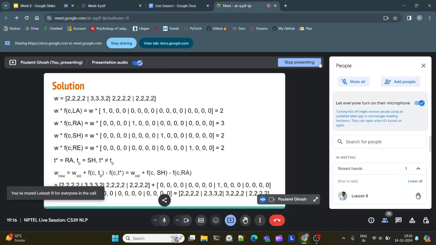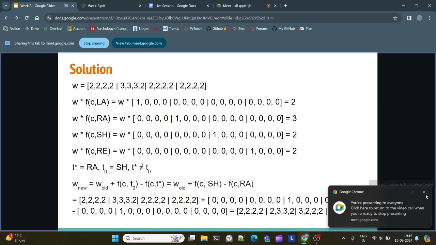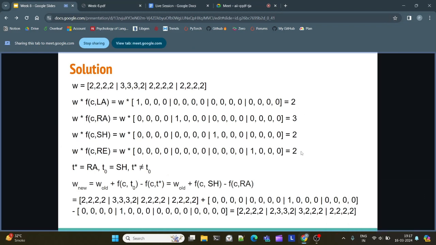I think someone is unmuted. Sorry, ma'am, if all these values are equal, then in what order do we take it? You're saying all of them would be two, right? In that case, you can make an arbitrary choice, a random choice. There's no specific priority order. Okay.